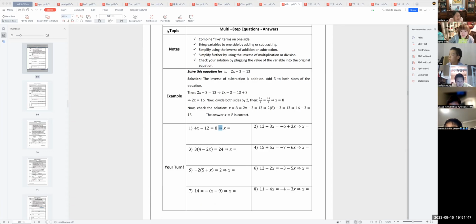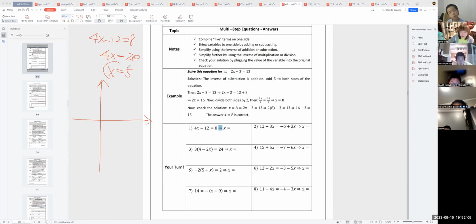So if we have 4x minus 12 equals 8, right? We have 4x equals 20, so x equals 5. In the coordinate system, x equals 5 is actually a line. Okay, so right now we're moving forward to making the equation into the graph.